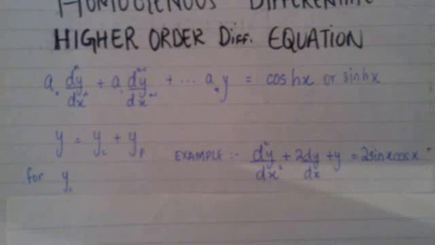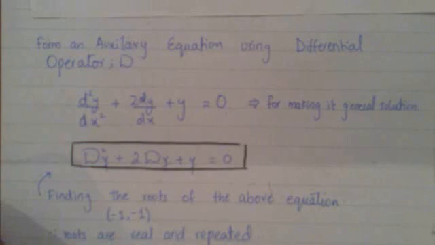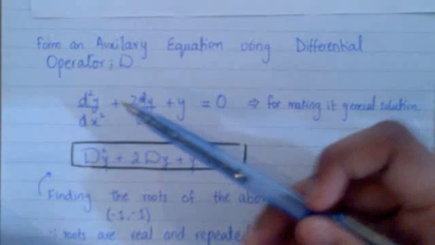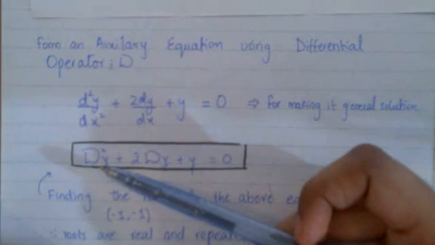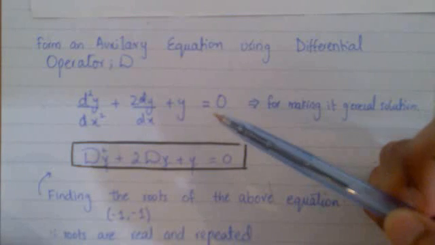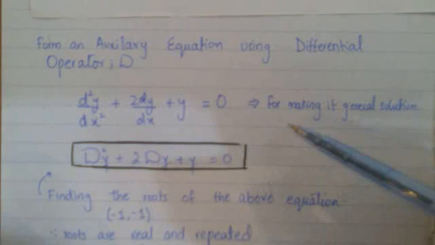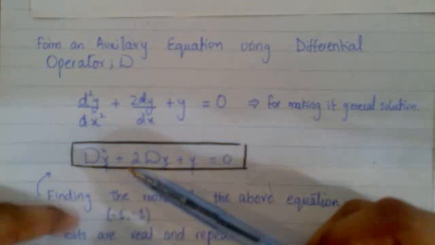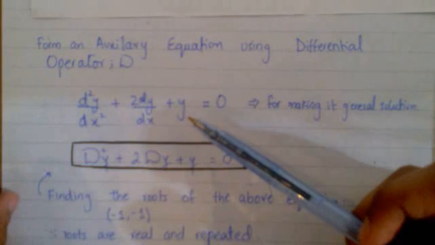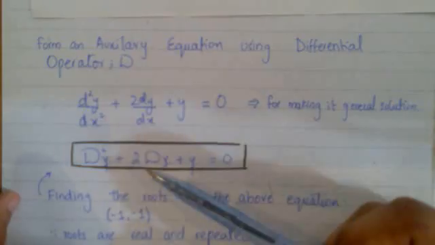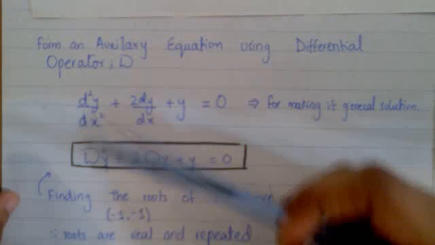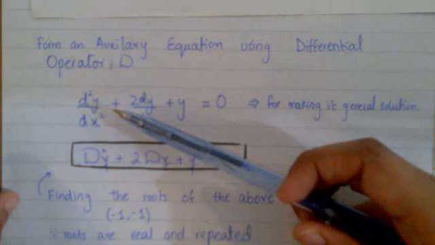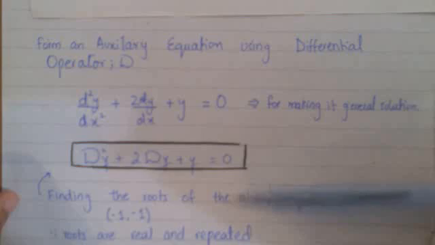Let's solve it. So first of all, we have to form an auxiliary equation. This auxiliary equation will be converted into the form of a differential operator, and we have equated it to 0 because we are making it a zero solution. So first of all, write down the auxiliary equation, the differential part on the left hand side, and use the differential operator D to represent dy by dx.